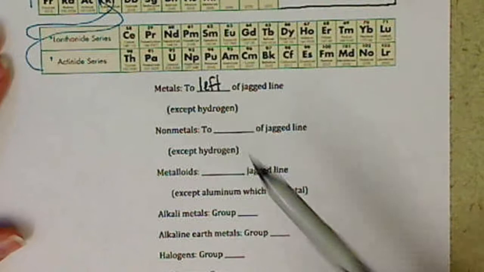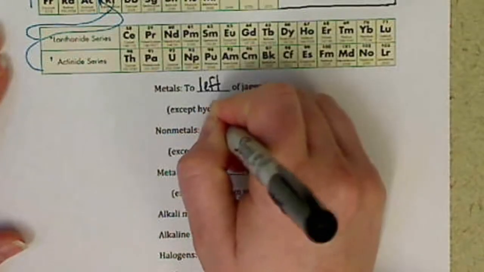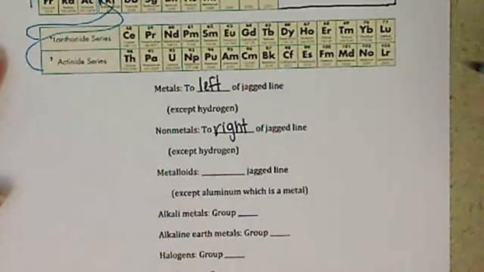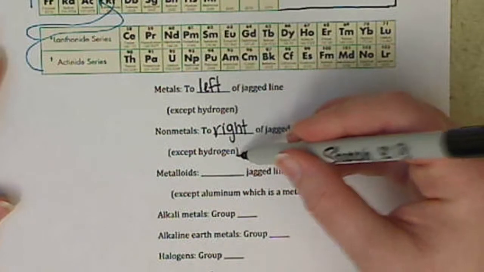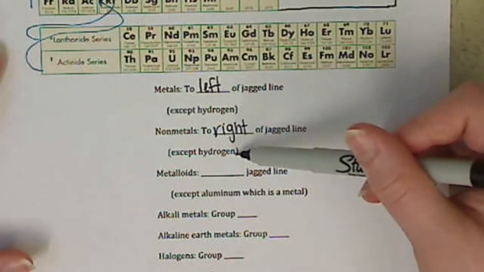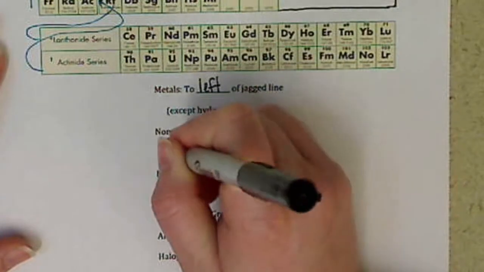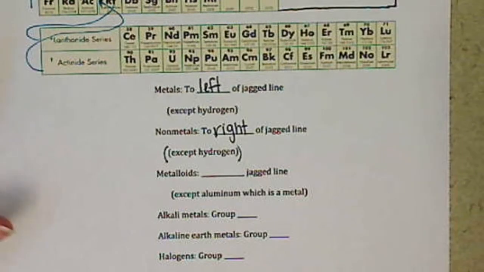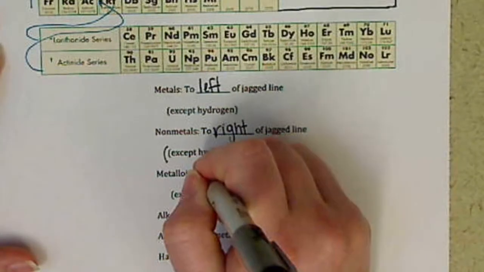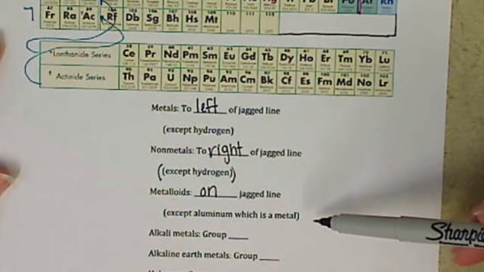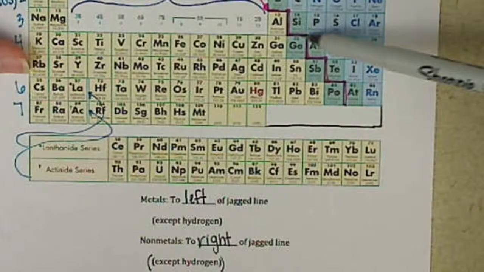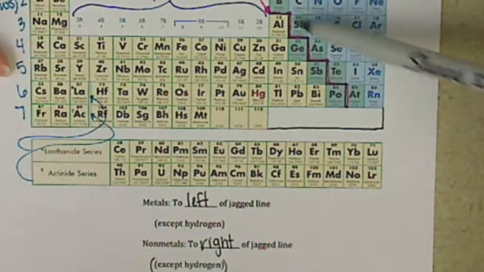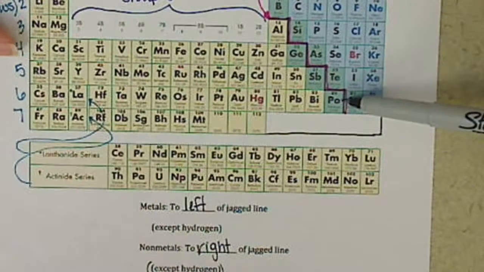Our nonmetals, these are to the right of the jagged line. And I have except hydrogen here. Hydrogen can kind of swing both ways. Most of the time we consider hydrogen a nonmetal, especially for this class. So that's in, maybe double parentheses. The metalloids are on the jagged line. And that one exception there is aluminum. Aluminum is a metal. And these are the elements that physically touch the jagged line. So they're represented by the green shading on this particular periodic table.